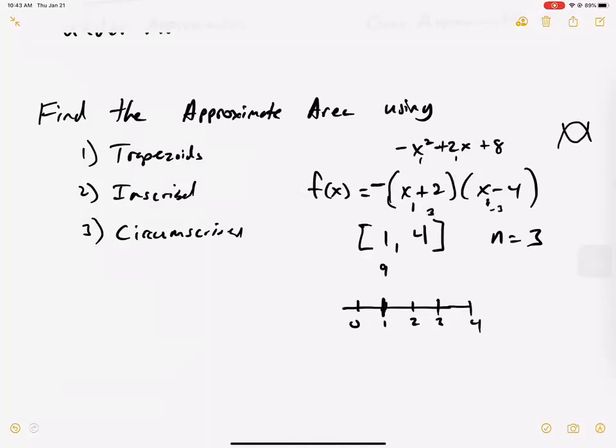It's 9. If I plug in a 2, 2 plus 2 is 4. 2 minus 4 is negative 2. So negative 2 times 4 is going to be negative 8. Becomes a positive 8. Next value is 8. Plug in 3. 3 plus 1 is 5. 3 minus 1 is negative 1. So that's going to be negative 5, so positive 5. And if I plug in 4, 4 minus 4 is 0.